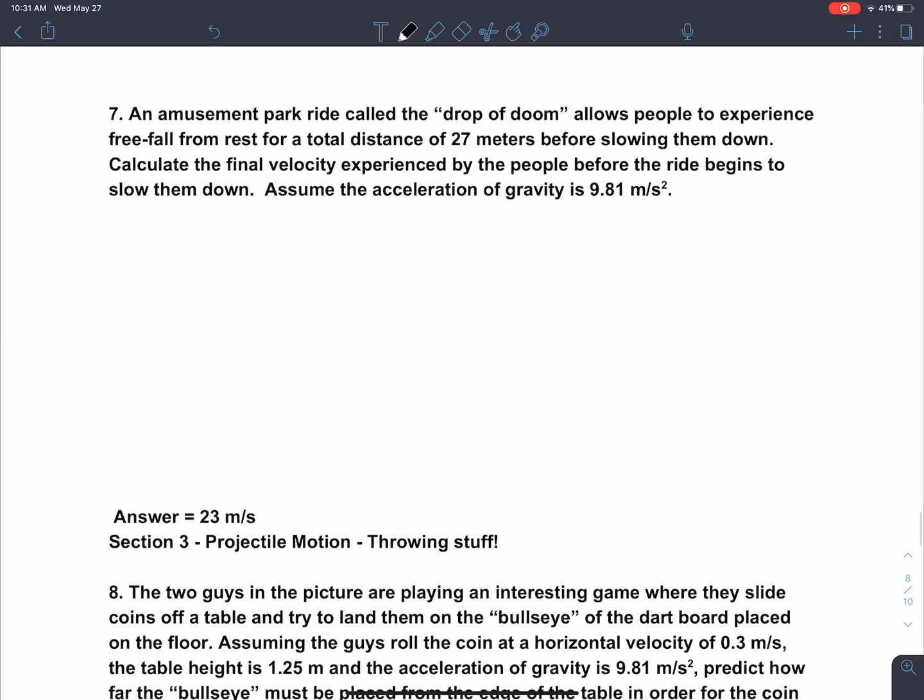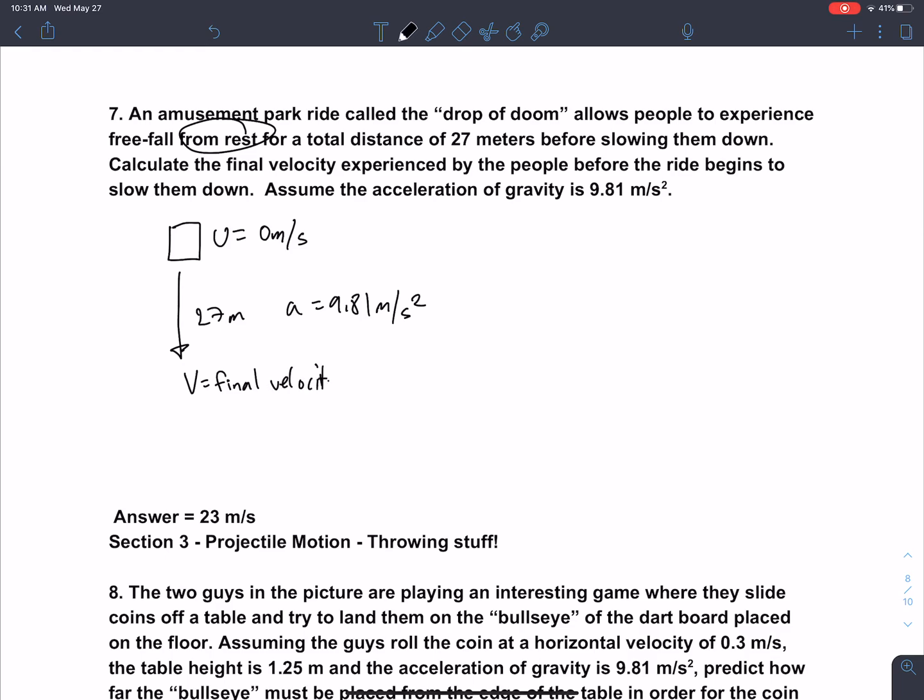An amusement park ride called the Drop of Doom allows people to experience free fall from rest for a total distance of 27 meters before slowing them down. Calculate the final velocity experienced by the people before the ride begins to slow them down. So this is a free fall for 27 meters. Okay, so if I fall for 27 meters and my acceleration is equal to 9.81 meters per second squared, and my initial velocity is equal to 0 meters per second because he's falling from rest. Okay, all of those variables should help me solve for the final velocity.